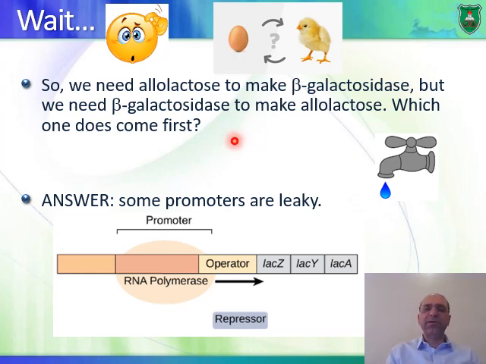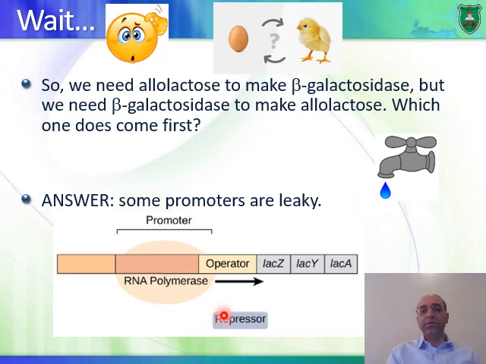Here's a concept that you need to know in molecular biology as well as in biochemistry. Some promoters are leaky. It's like a faucet. Even though it's tightly closed, you can still have some water dripping down. Why? Because the interactions between molecules are non-covalent, and non-covalent interactions are reversible. So yes, they can interact with each other, but at the same time they can be released from each other.